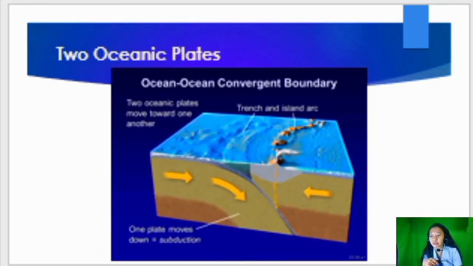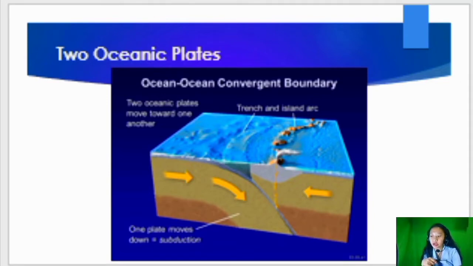The next type of the convergent plate is the ocean and ocean convergent boundary. As we can see here, we have two oceanic crusts converging each other. As we go along in our discussion, we will identify what could be the possible landforms and catastrophic events that may occur in this type of convergent plate.